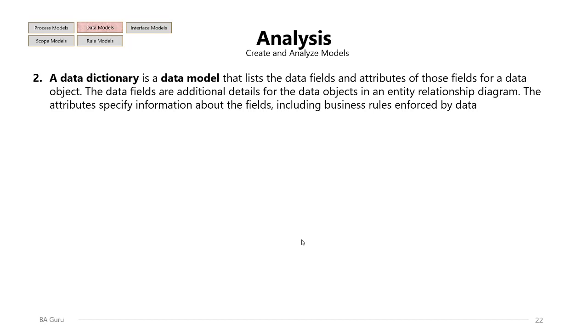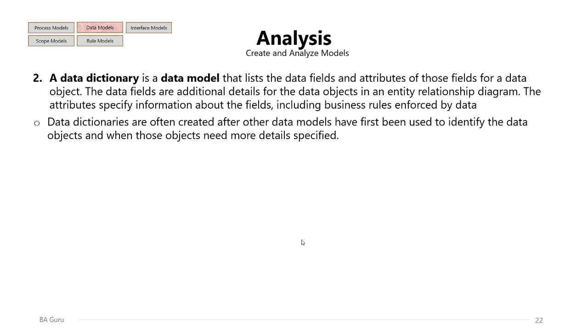The second model I will be covering is a data model. It's the data dictionary. It's defined as the data model that lists the data fields and attributes of those fields for a data object. So again, it's a data model. It falls into the data models category, and it will list all the data fields and the attributes of those fields for a data object. The data fields are additional details for the data objects in an entity relationship diagram. The attributes specify information about the fields, including business rules enforced by the data.